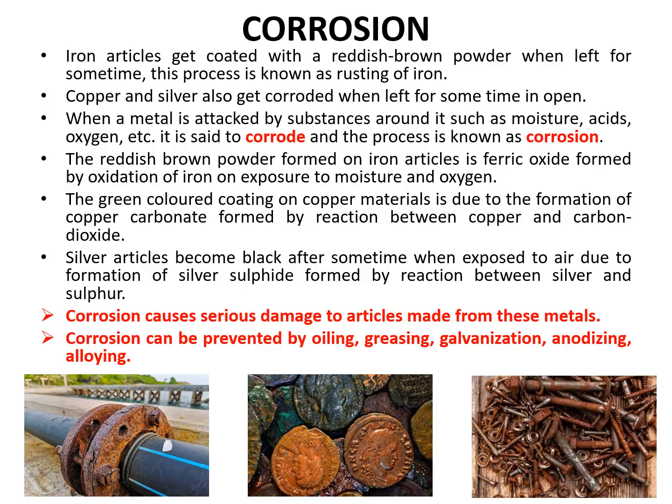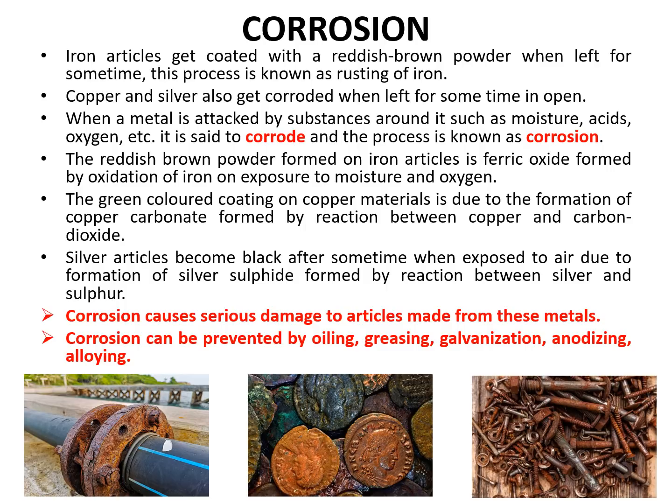When a metal is attacked by a substance around it, such as moisture, acids, oxygen, etc., it is said to corrode and the process is known as corrosion. The reddish brown powder formed on iron articles is ferric oxide, which is formed by the oxidation of iron on exposure to moisture and oxygen. Remember, rusting takes place only in the presence of water vapors and oxygen. Both are the conditions necessary for rusting to take place.